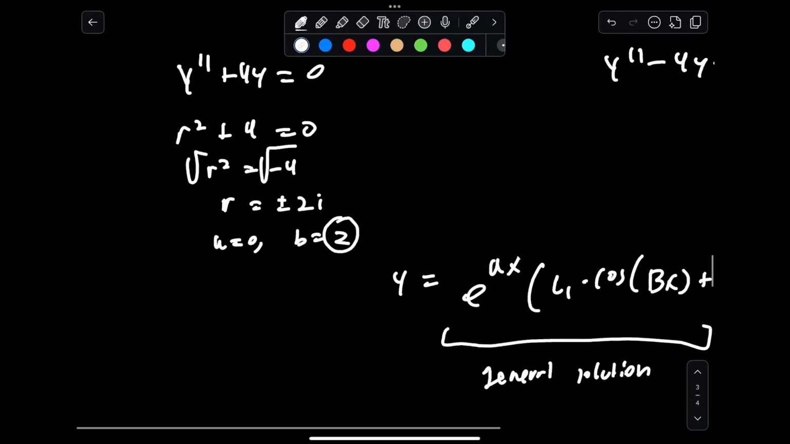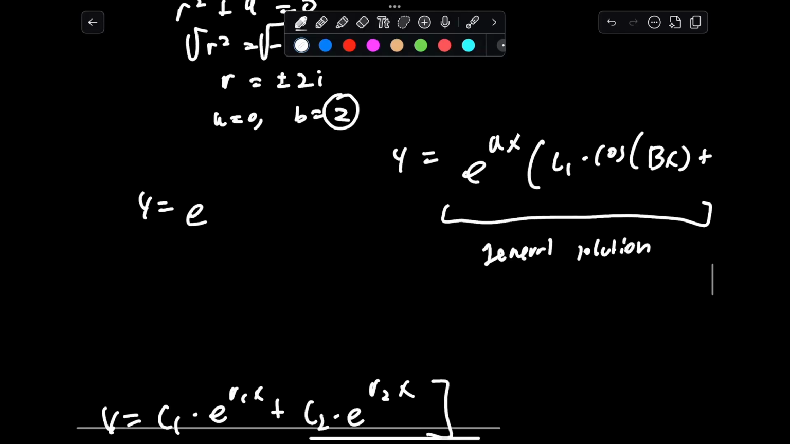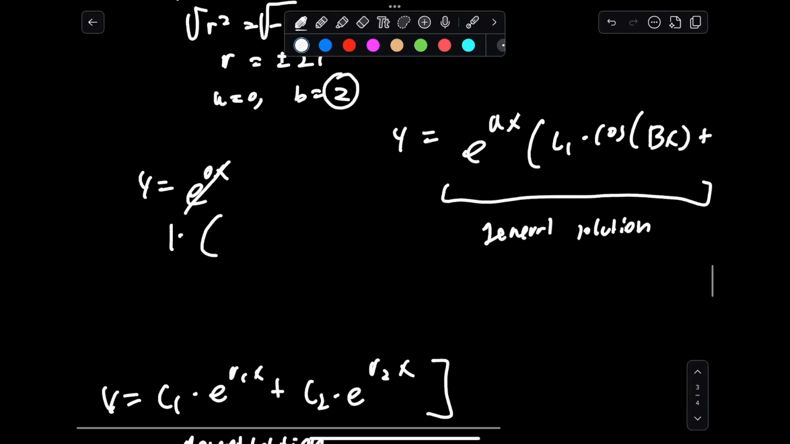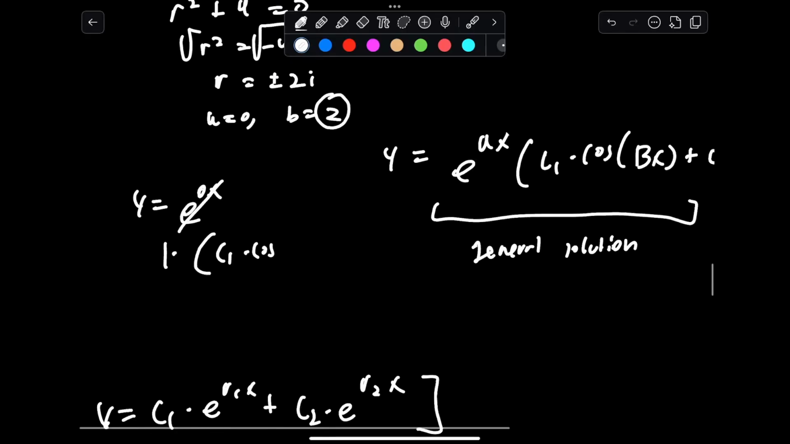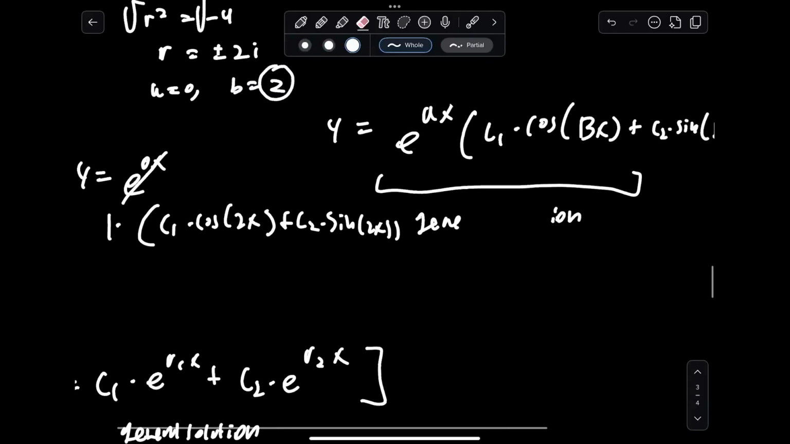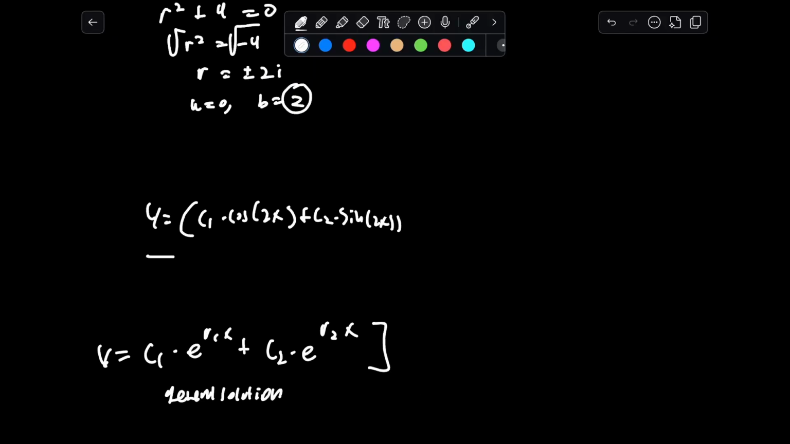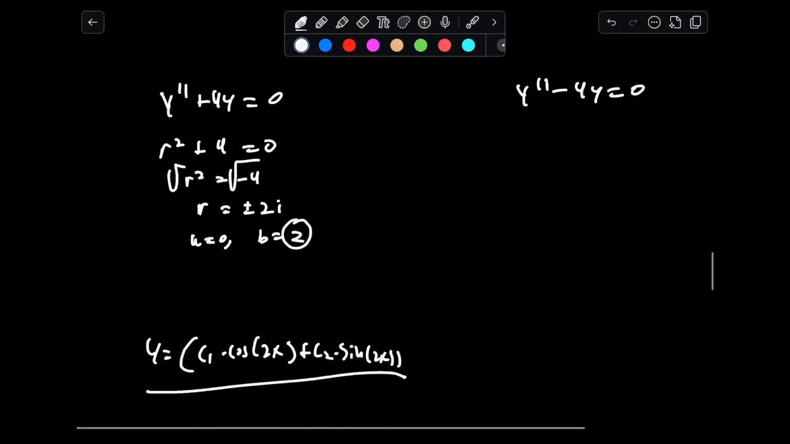The general solution for this differential equation would be y equals e to the power of 0x, which is just 1, times constant c1, times cosine bx, which is 2x, plus c2 times sine 2x. Now we're going to clean this up a little bit. As a result, we would have y equals c1 times cosine 2x plus c2 times sine 2x. And this is the general solution for this differential equation.